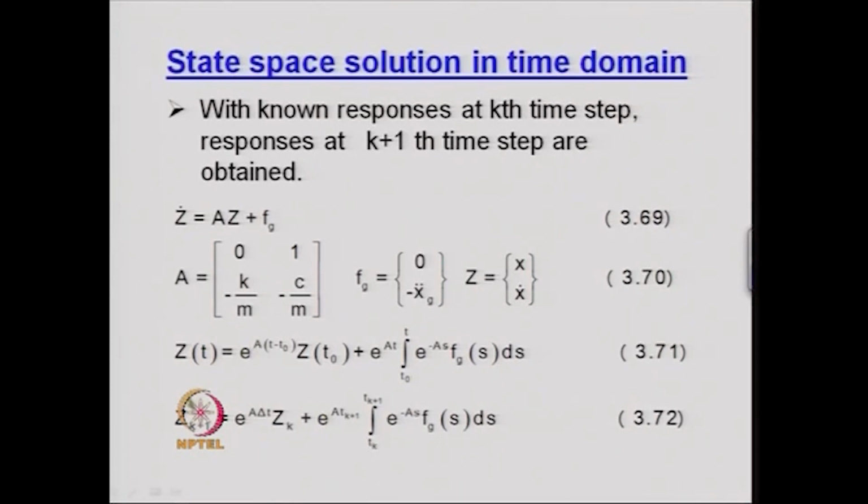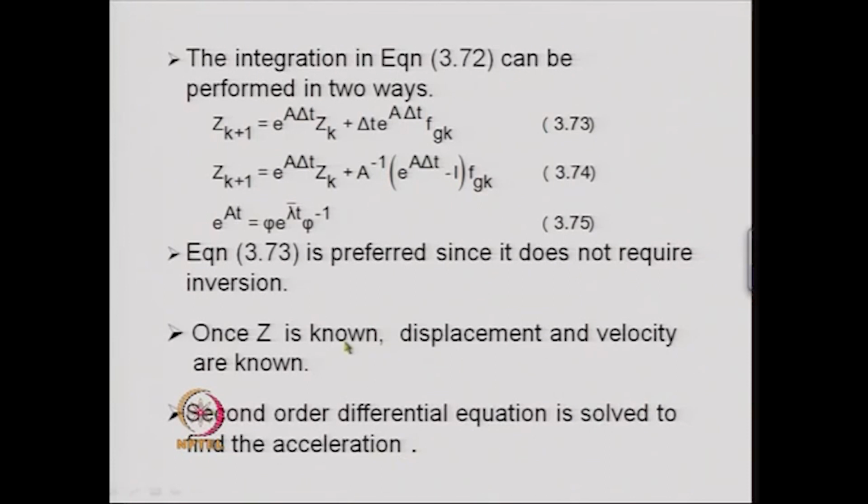So, this can now be written in the form of the discrete variable, that is z(k plus 1), the quantity that is to be known, which is equal to e to the power A delta t multiplied by zk, where zk is known, and here this integration is performed from tk to tk plus 1.